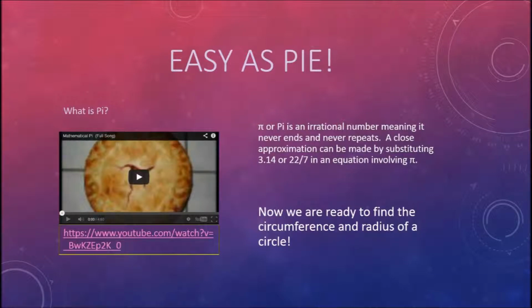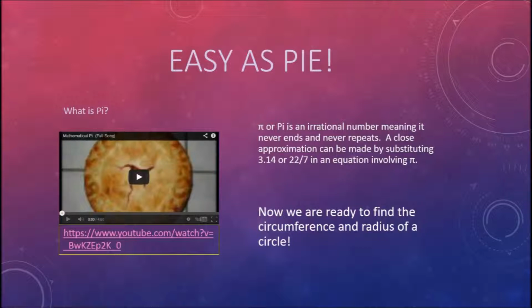What is pi? Well, pi is that squiggly symbol. It represents an irrational number, meaning it never ends and never repeats. A close approximation can be made by substituting 3.14 or 22/7 in an equation involving pi. I've left here a nifty little video out of my favorites collection on YouTube entitled Mathematical Pi to help explain this symbol and where it came from.